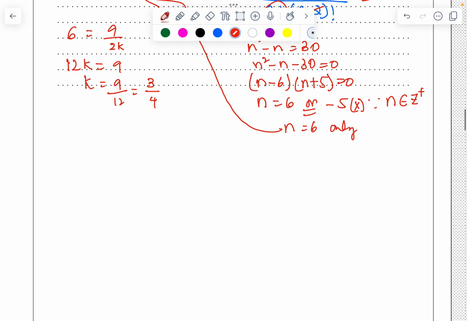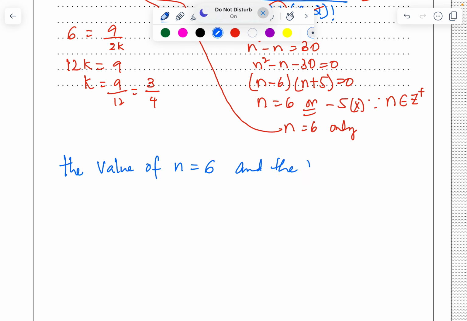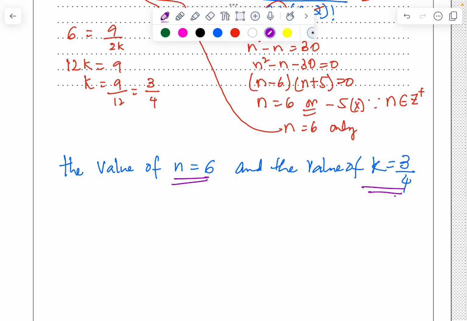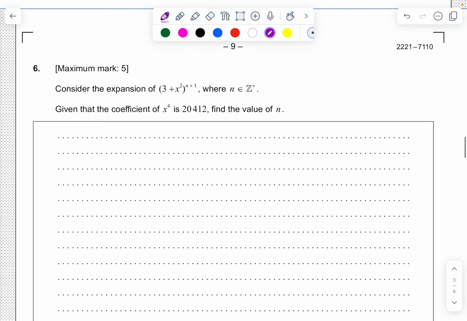So once you get both the values, it is better to write it down. The value of n is equal to 6 and the value of k is equal to 3 over 4. In the DP, it is always better to write the final answer at the end. Okay, let's go to the next question.